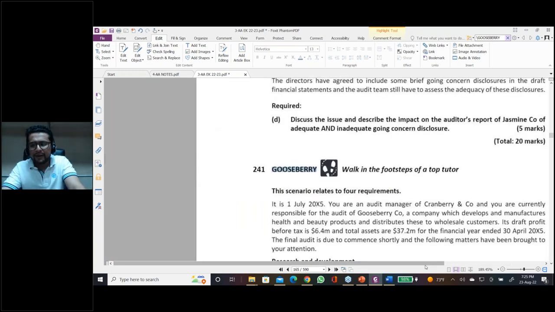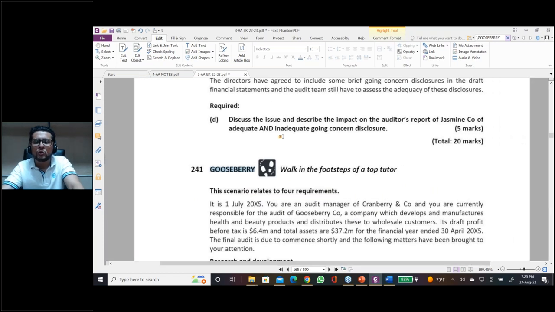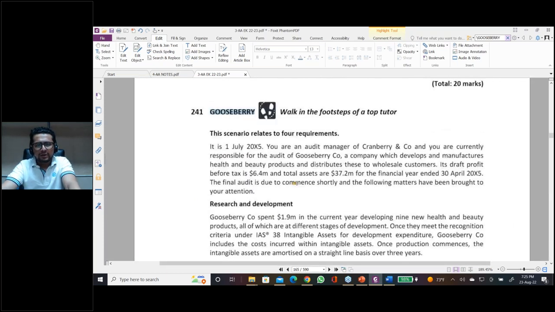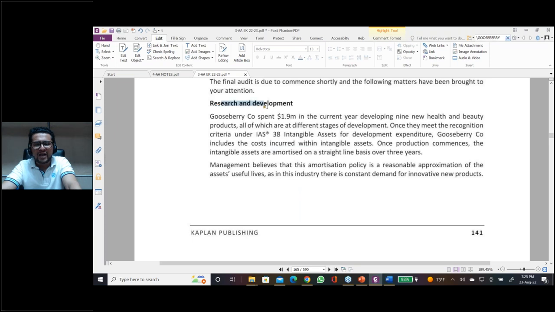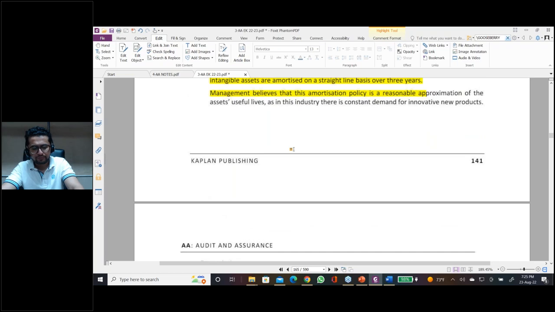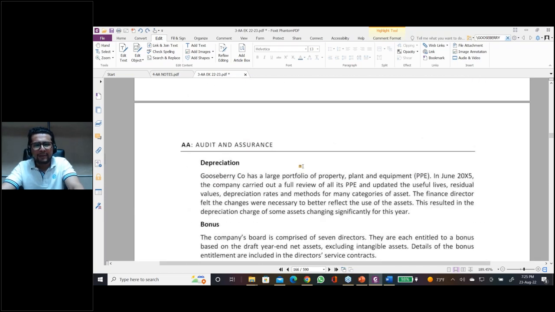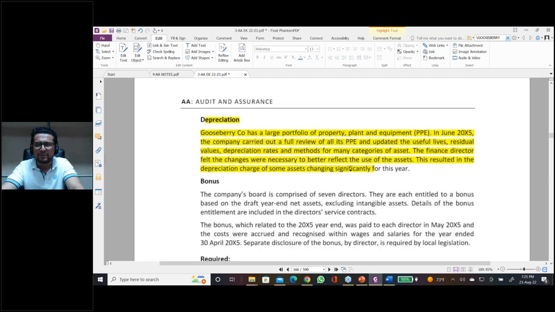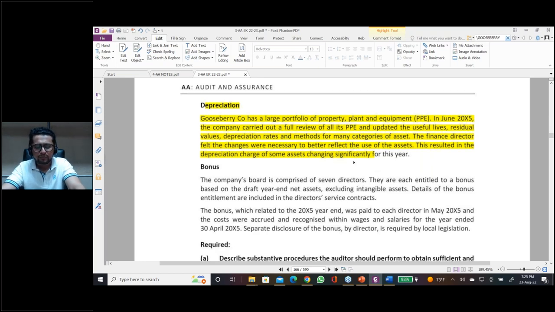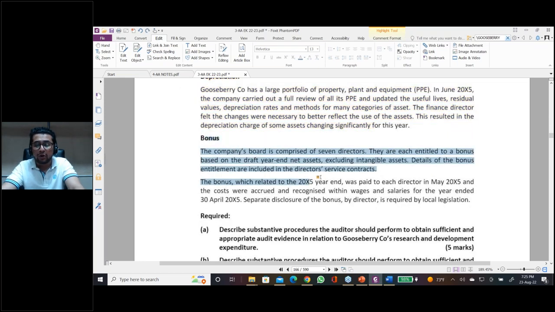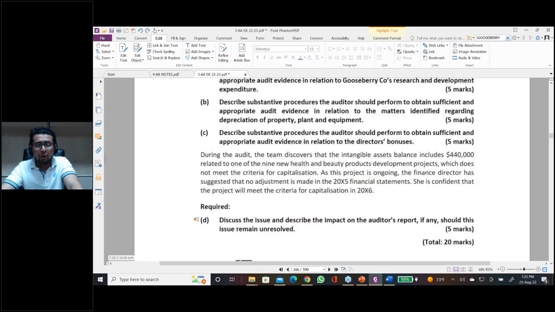So this is one of my personal favorite questions, called Gooseberry. Part A is about substantive procedures on research and development. Part B is about substantive procedures on depreciation, property, plant, equipment, IAS 16. Part C is about bonus, and we are already done with substantive procedures on bonus. We did it yesterday. Now I want to explore part D, okay?